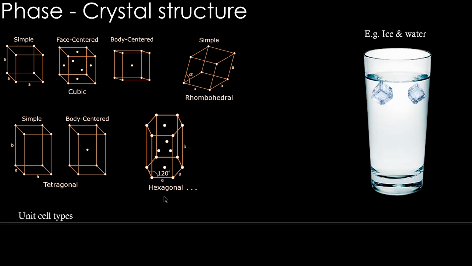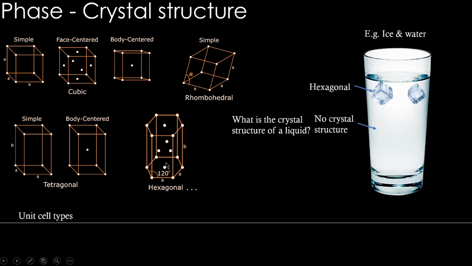Now that we have understood what crystal structure is to some extent, let us think about how to understand phases based on crystal structure. Consider this everyday example of ice and water. What is the crystal structure of a liquid? The water here has no crystal structure. And what about the crystal structure of ice? It is hexagonal, something like this here. So that is the crystal structure of ice.